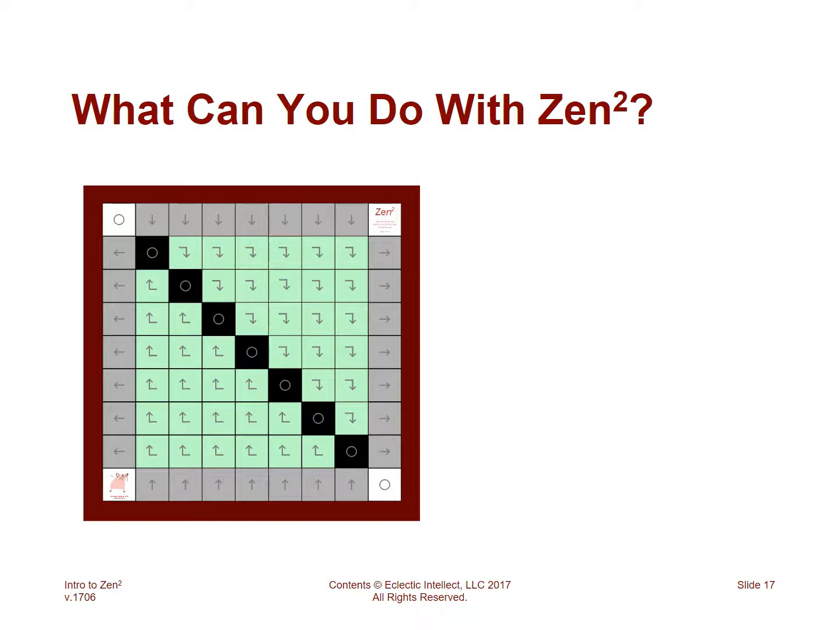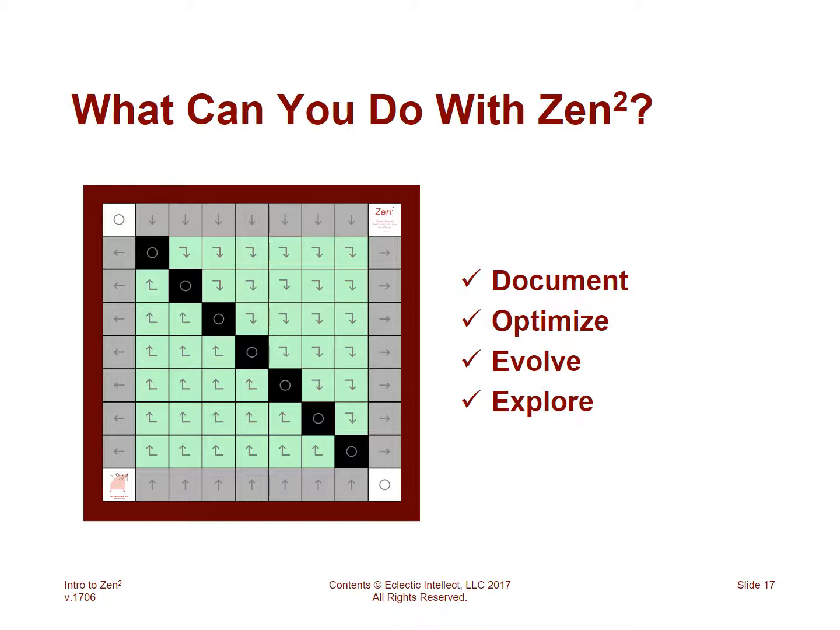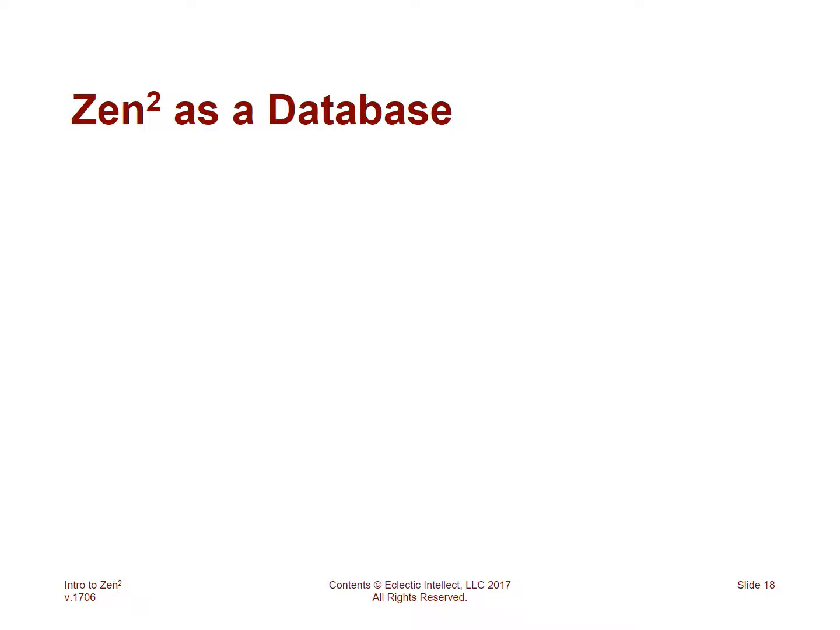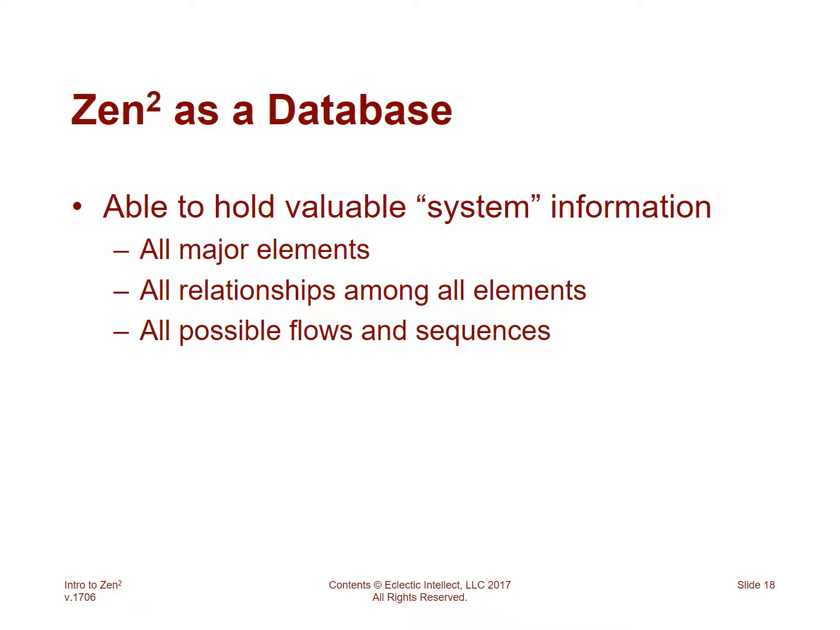So what can you do with Zen-squared? Well, you can document things, you can optimize them, you can evolve them, you can explore them, all kinds of cool stuff. Pretty much anything that relationships are involved in, this is a handy tool to have around. When you use Zen-squared as a database, it's able to hold valuable system information. All of the elements, all of the relationships between them, and because you have all elements and all relationships, every possible flow or sequence that exists amongst those relationships is also present in that database.